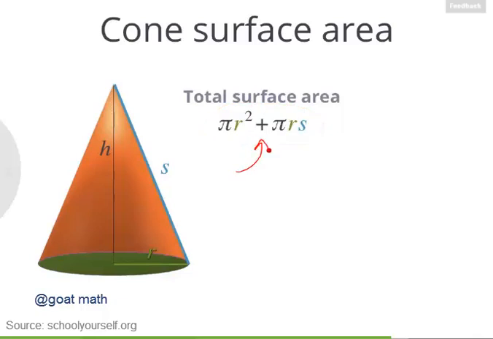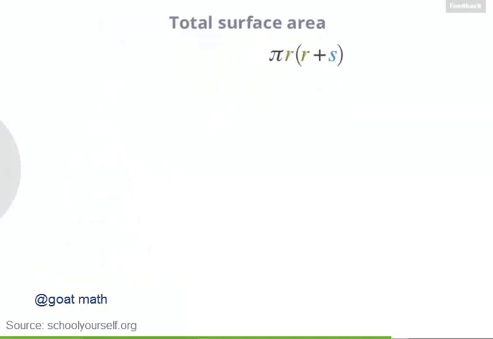We can write this formula a little more neatly if we first write r squared as r times r. So notice that we have a pi r in the first term and also a pi r in the second term. So if we factor out a pi r, then our formula for the total surface area becomes pi r times r plus s. So we can write this formula two ways. It's the area of the circular base plus the lateral surface area, which equals pi r times r plus s.